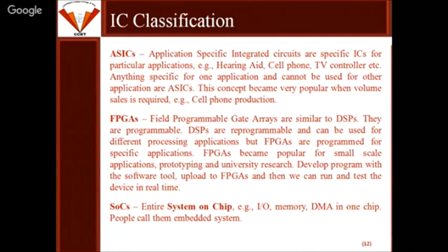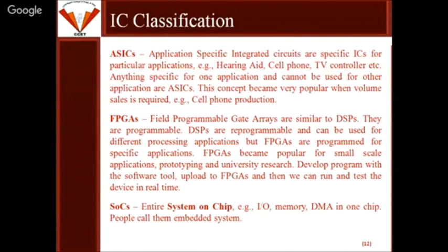Develop the program with the software tool, upload it to the FPGA, and then we can run and test the device in real time. The third categorization is basically SoC, that is system on chip. For example, input output, memory, DMA are embedded on one single chip and we utilize it. In general, it is called an embedded system. So we have different domains of application, and depending on that domain, we use ASIC, FPGA, or SoCs.